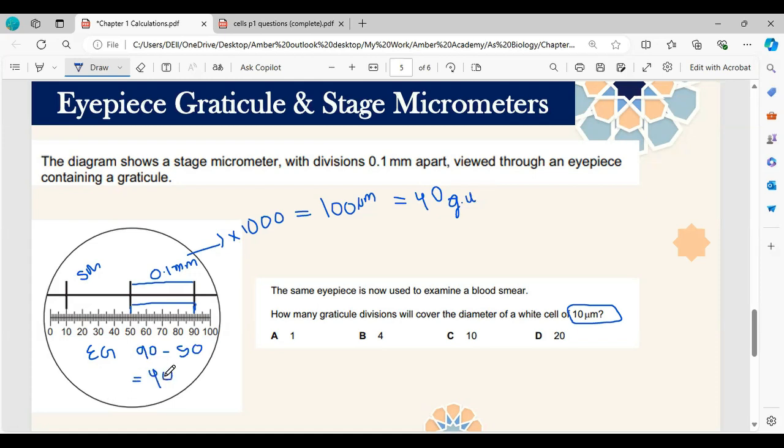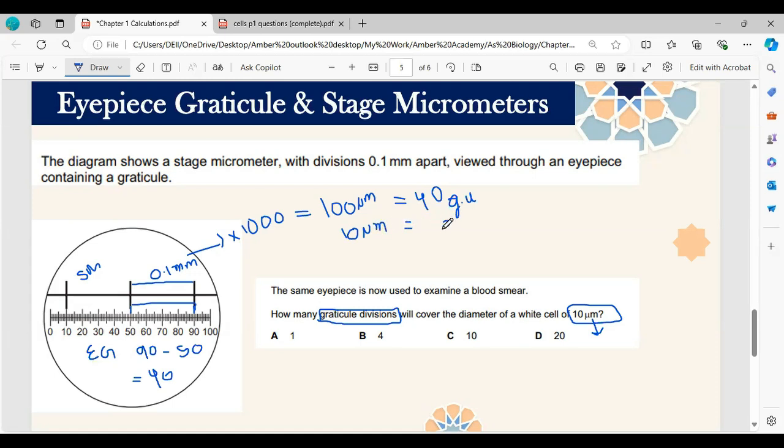Now they're asking something different. In the previous part, they gave us the value for graticule units and asked us for the value for stage micrometers. Now they're saying the same eyepiece is now used to examine a blood smear. How many graticule divisions will cover the diameter of a white cell of 10 micrometers? Since we have a solid unit over here, we can identify that this is a stage micrometer value, and they are asking us about the graticule divisions. So they are asking us the arbitrary value and they have already given us the stage micrometer value, which is 10. So I'm now going to place 10 under 100 because I need to find the fourth value, which should be in graticule units.